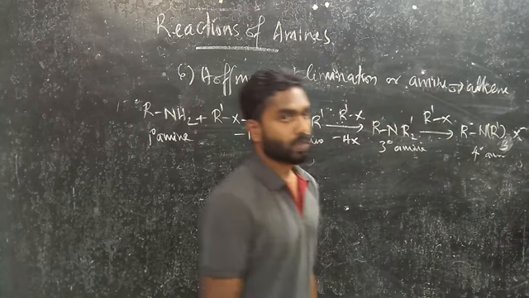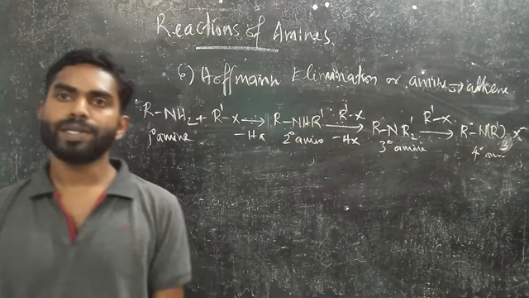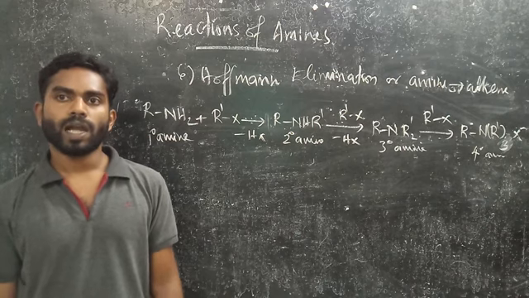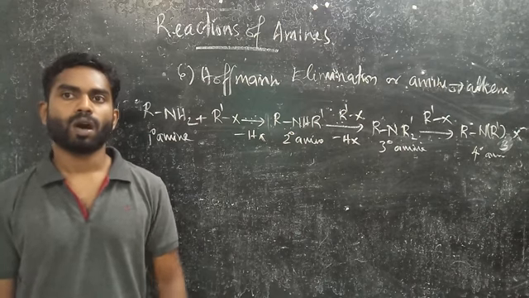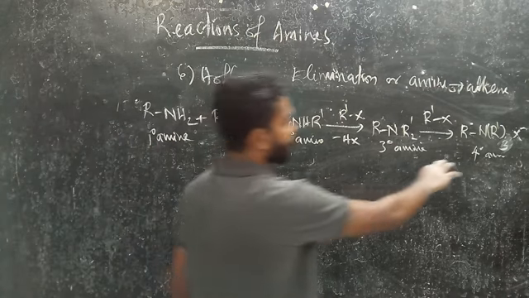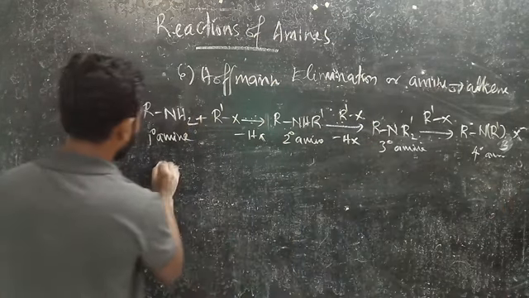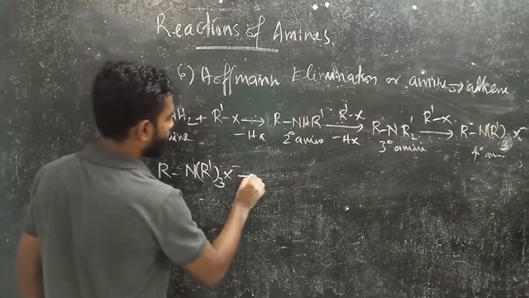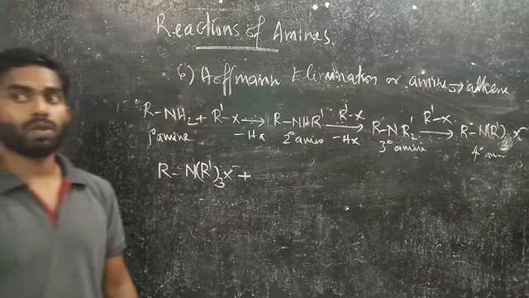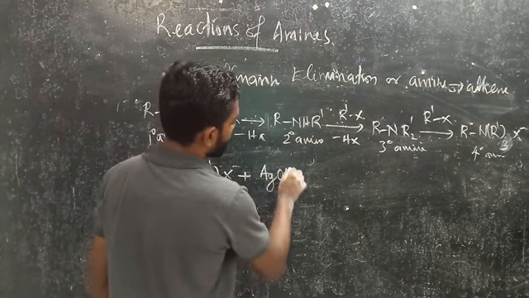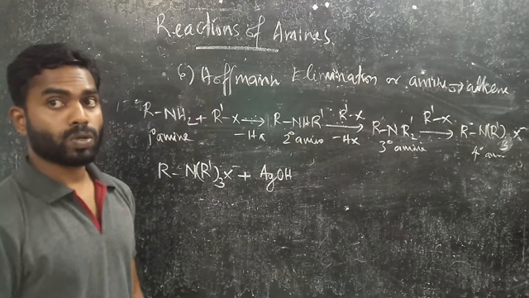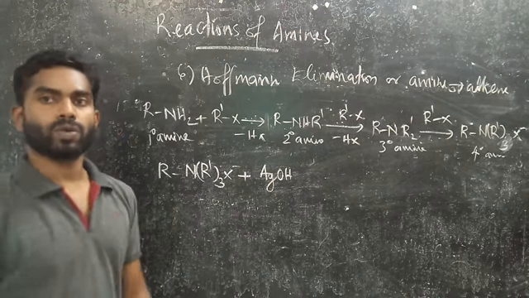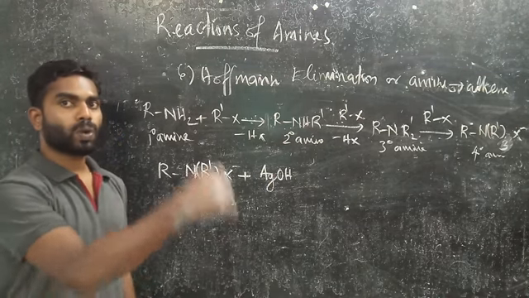When tetraalkyl ammonium halide is treated with moist silver oxide, the corresponding tetraalkyl ammonium hydroxide is obtained. The tetraalkyl ammonium halides are boiled with moist silver oxide, that is, silver hydroxide, to get the corresponding hydroxide.